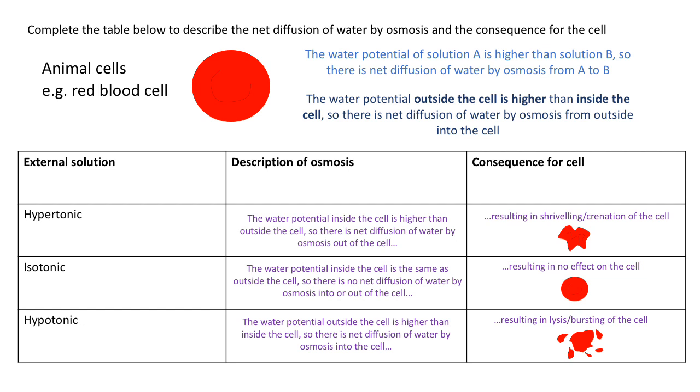Okay, so I suggest that if you want to review this information, then maybe next time try and complete the table in a different order, just so you're not just remembering a pattern, so you're challenging yourself a bit. So maybe next time start with hypotonic, then hypertonic, then isotonic, just to test yourself. Okay, we're going to move on now to plant cells.